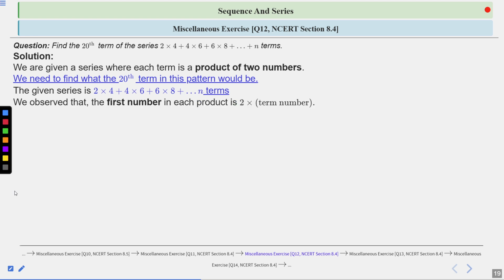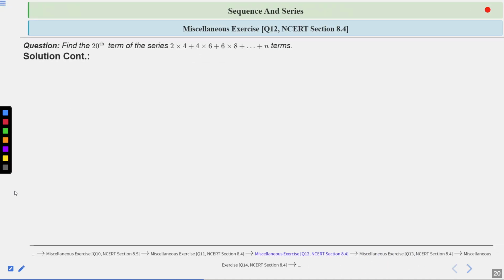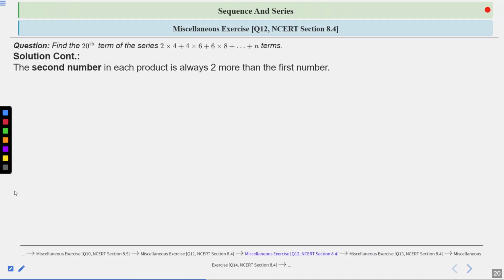Now we observe that the first number in each product is basically 2 into term number, right? For first term 2 into 1, which is 2. For second term 2 into 2, which is 4. For third term 2 into 3, which is equal to 6, right? The second number in each product is always 2 more than the first number, right? So for first term 2 plus 2, which is 4. For second term, 4 plus 2, which is 6. For third term 6 plus 2, which is 8, right?